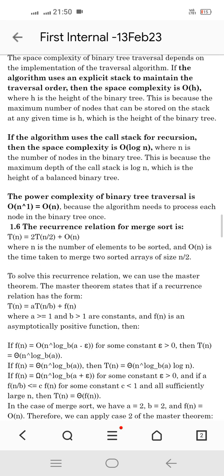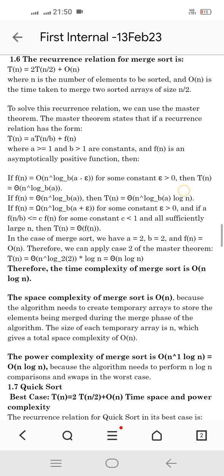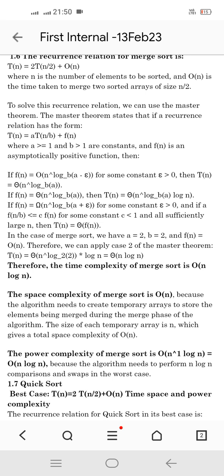The sixth algorithm is merge sort. The recurrence relation for merge sort is given by T(n) = 2T(n/2) + O(n), where n is the number of elements to be sorted and O(n) is the time taken to merge two sorted arrays of size n/2. We can solve this recurrence relation using the Master's theorem. By solving it, we get the time complexity of merge sort as order of n log n.